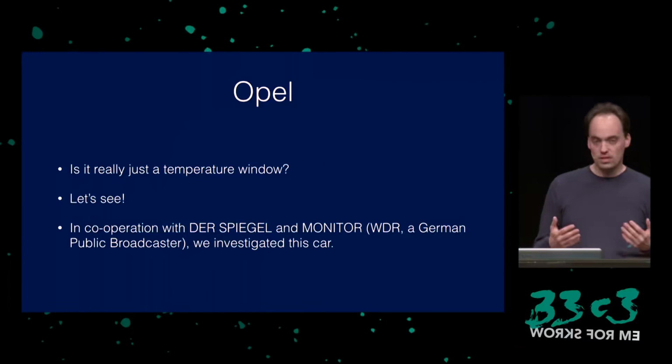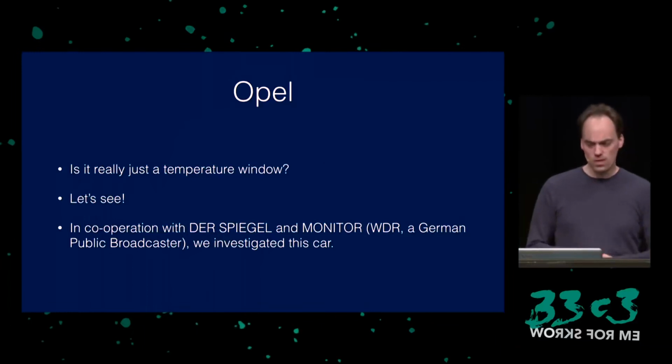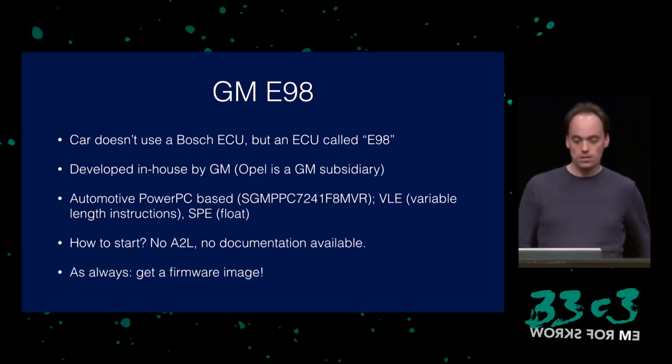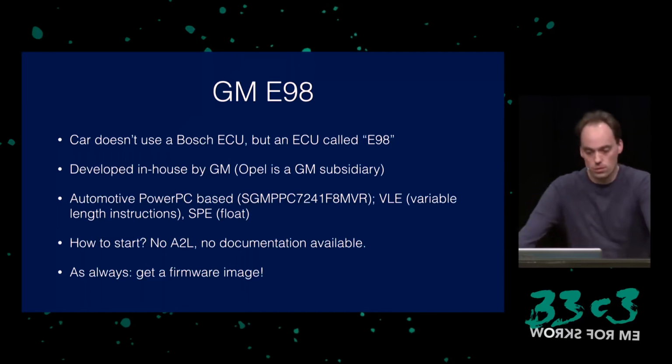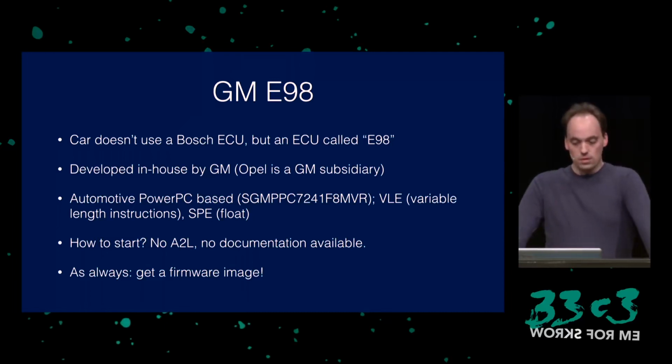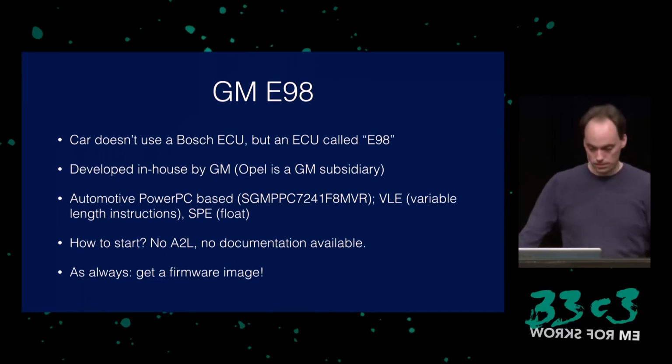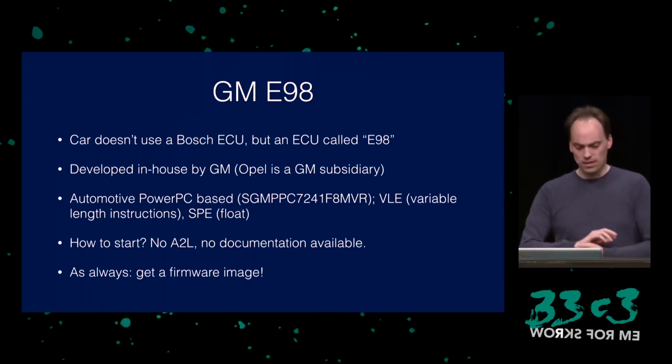Okay, so our question was, is it really just the temperature window? So we got a car and investigated. The ECU in that car is a General Motors ECU that's developed in-house. Opel is a GM daughter. It uses an automotive PowerPC that uses a somewhat obscure variable length instruction extension to PowerPC.